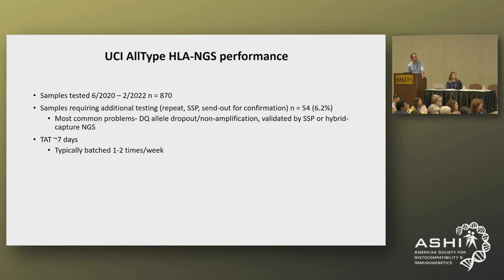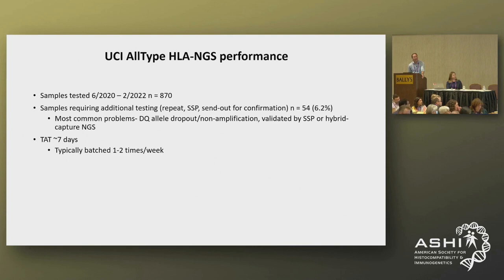A couple more extensive ones we have sent out to another lab. I won't say where, but just to see if we got the same answer by NGS. We keep our turnaround time at about 7 days. We're typically batching 1 to 2 runs a week on the iSeq.